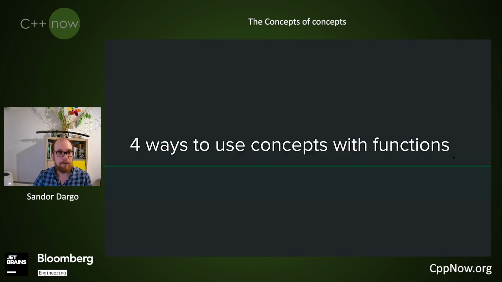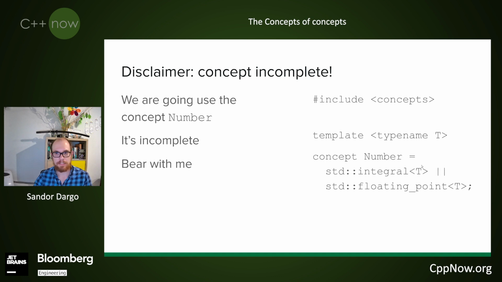so let's have a look at the 4 ways that we can use concepts with functions. I mentioned that we have this concept number that models only the built-in numbers, but it's still incomplete. We'll see why at the end, but for the sake of example, we are going to use this concept number. It fits the screen easily, and it's something that we can comprehend well.